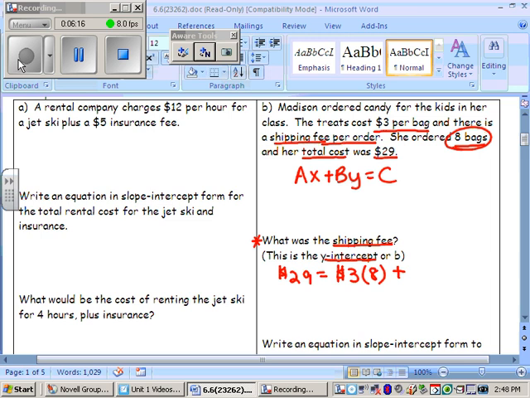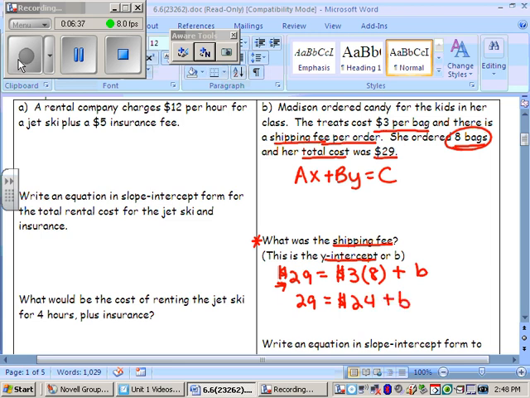We also are going to pay a shipping fee, and we don't know what that is. So let's just put that as a B, or the y-intercept. So we know that $29 is how much we ended up paying. We know we paid $3 per bag when we ordered 8 bags, so that's $24.